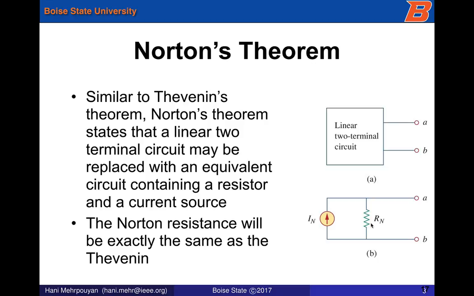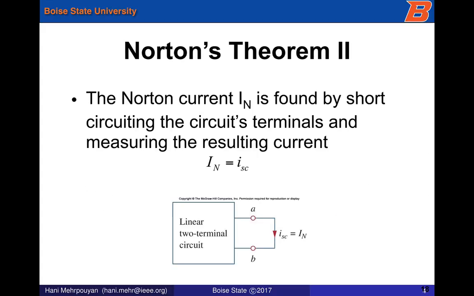Now, as we'll see in the next slides, these two theorems are very, very close to each other, and you can go from one to the other. What's important is the Norton resistance is exactly the same as the Thevenin resistance, so there is no need to recalculate that if you're going from one to the other. And the Norton current is determined by shorting the two terminals that you're interested in and finding the current that flows between those two terminals.